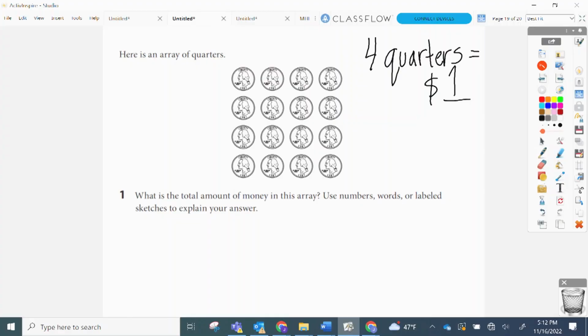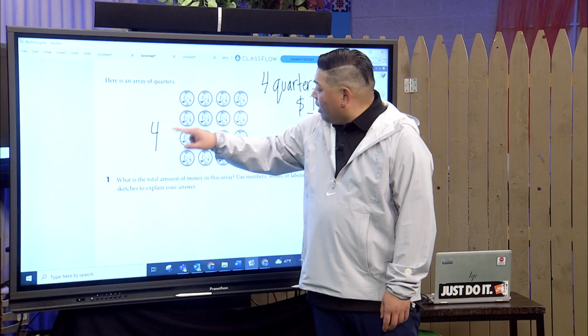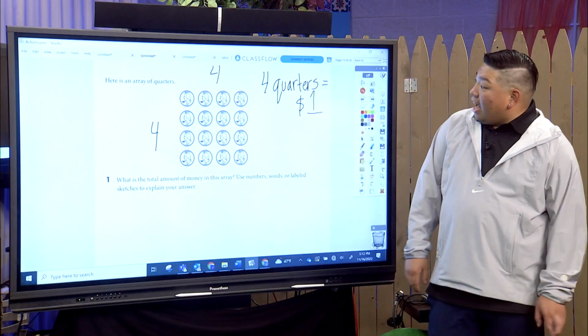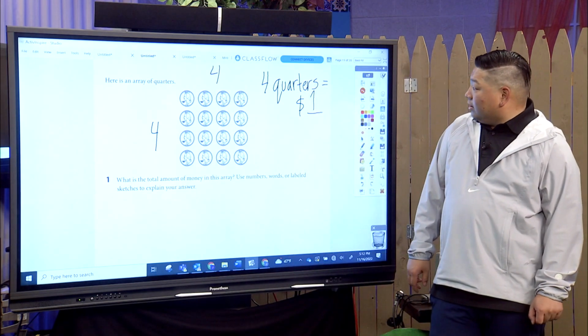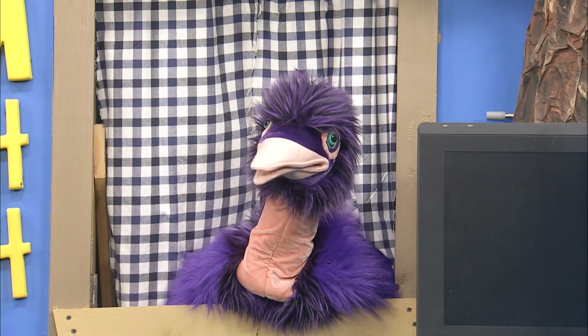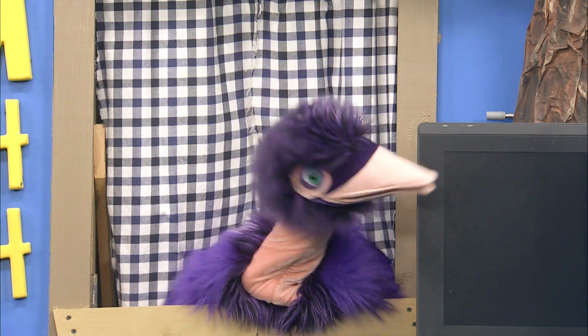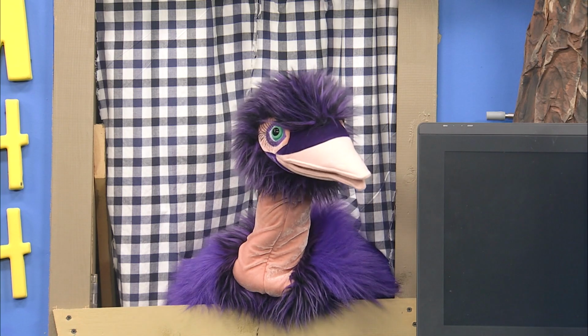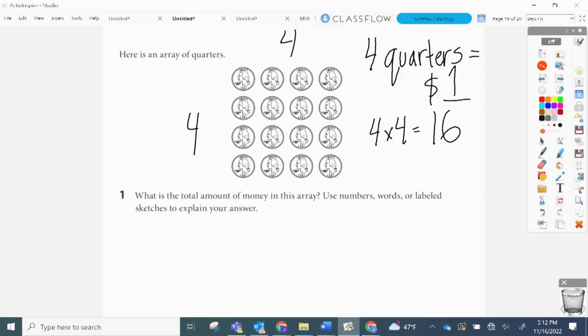Well, we notice that there are 4 rows of quarters. And there's 4 in each row. So we have an array of 4 by 4. So how many quarters do we have altogether? Well, we could do 4 times 4, because that would be the array. And that equals 16. So we have 16 quarters altogether.